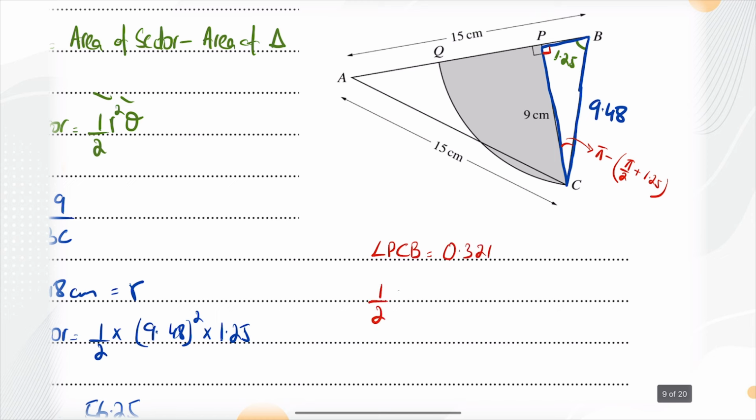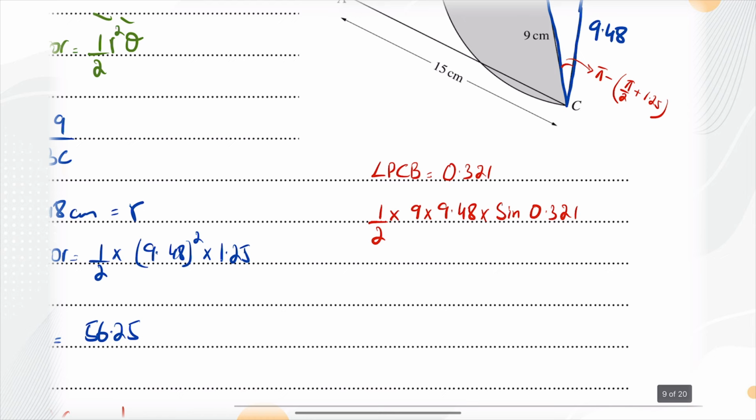So here's what we're going to do. Half into 9 into 9.48 into sine of 0.321. Okay, so let's do that. Into 9 into 9.48 into 0.5. So we're looking at 13.45. In fact, since it's not the final answer, let's just not round it off. 13.45 centimeter square, the area of triangle.